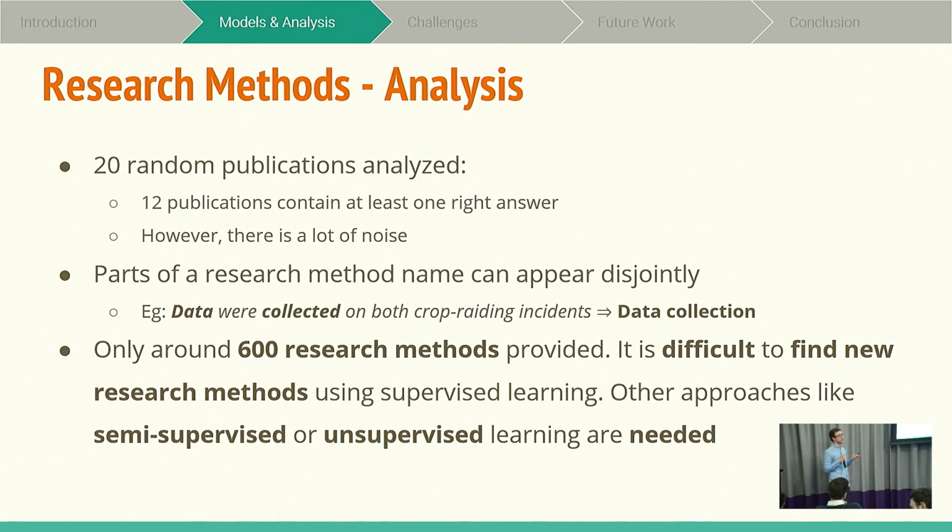So we analyzed again 20 random publications, and we got in 12 publications at least one right answer. However, it has a lot of noise. And another problem we had is that, for example, there are some research methods in which they are split by a word. For example, here, data were collected. Data collection is split by the word where. So this is a problem for the model. Another problem we had is that in the list of examples of research methods we were given, we had only around 600 research methods. So with this list, it's difficult for the algorithm to find new research methods. So we think that we need to obtain by ourselves more research methods or use other approaches like semi-supervised or unsupervised learning.